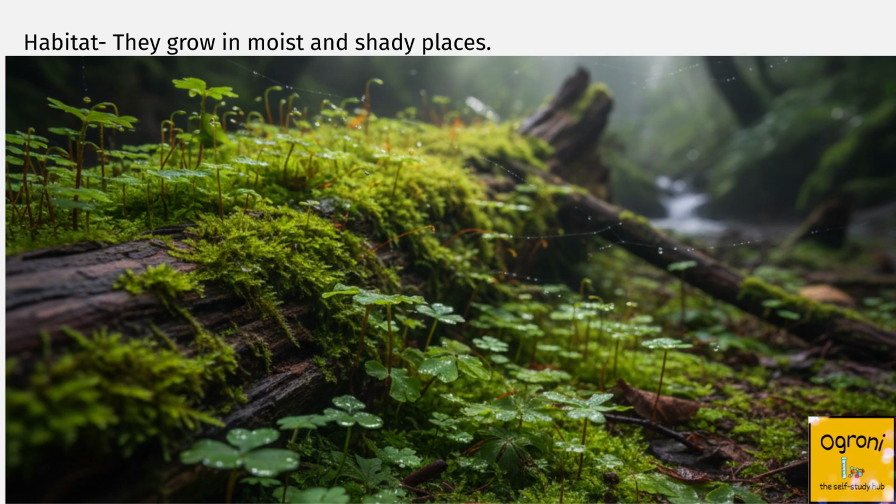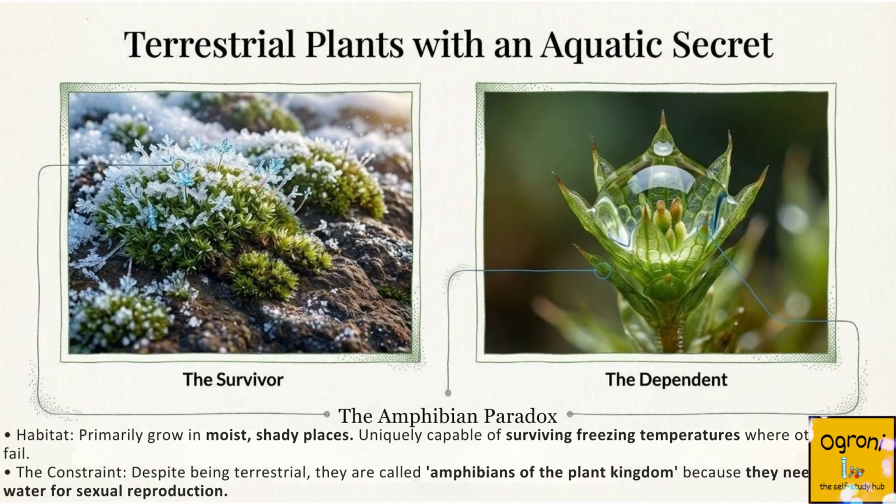Let us understand the general characteristics of bryophytes. Habitat. Bryophytes grow mainly in moist and shady places. They can survive in very cold regions where many other plants cannot grow. Bryophytes are called amphibians of the plant kingdom because though they are terrestrial plants growing in moist and shady places, they need water for their sexual reproduction, which we will study in the later part of this video.